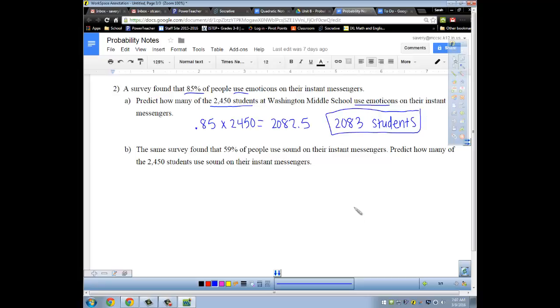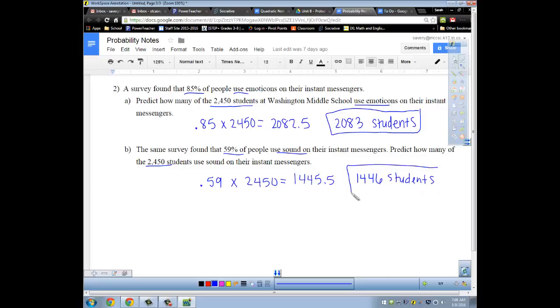Part B, the same survey found that 59% of people use sound on their instant messengers. Predict how many out of the 2,450 students use sound on their instant messengers. So say percent, turn to decimal, multiply. So 0.59 times the number of students, 2,450. And we get 1,445.5. Again, don't want to have half a person. That was 5 or bigger, so we round up to 1,446 students.